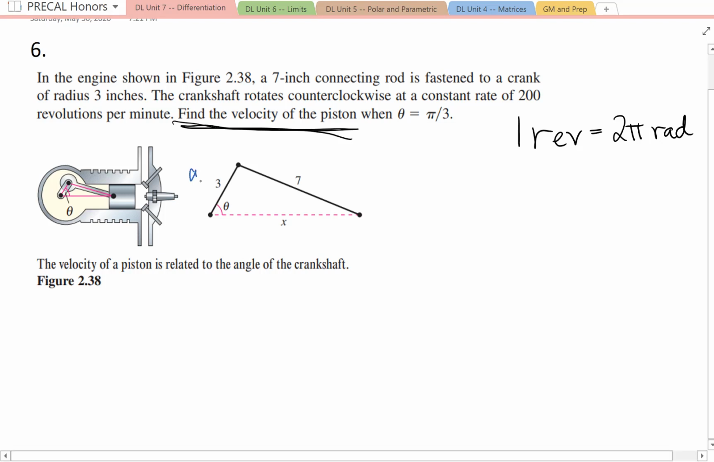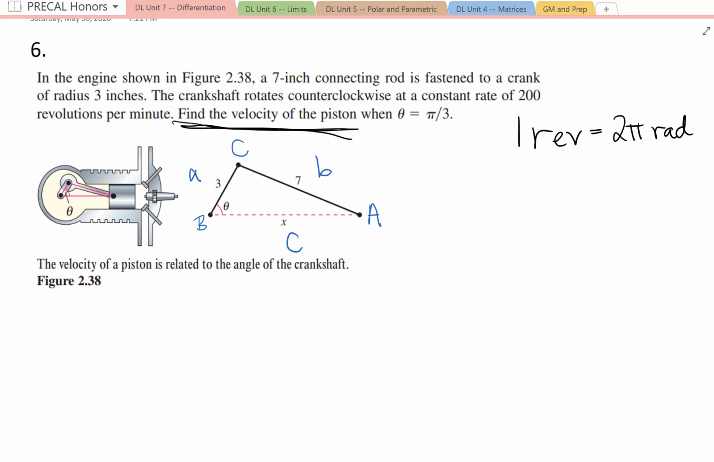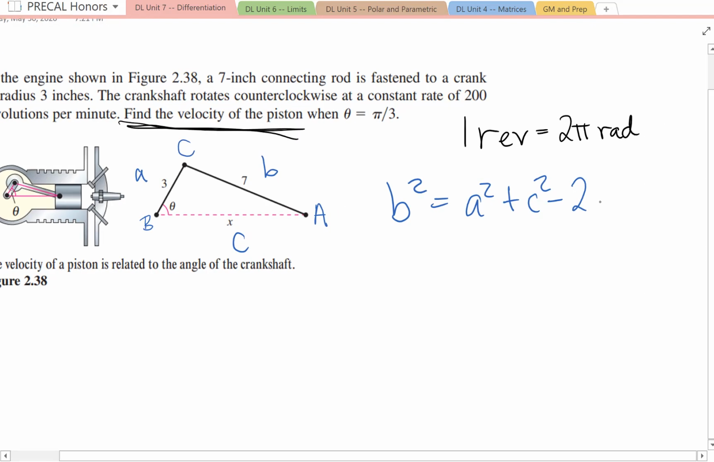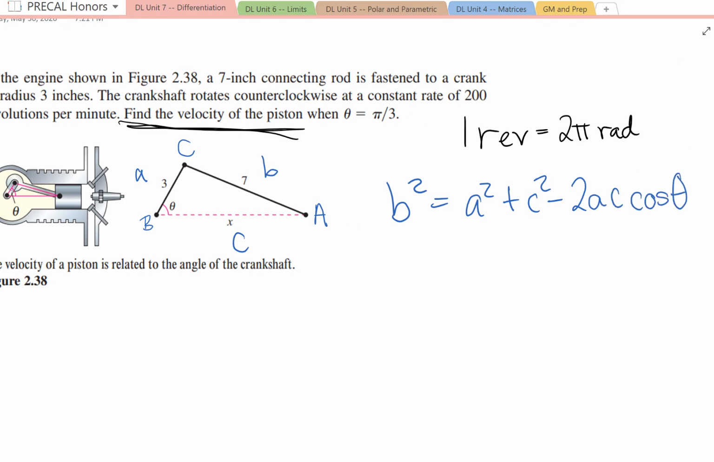So in law of cosines, we would label our triangle something like A, B, and C, or whatever letters you decide. You just have to know that the angle across from side B is big B, the angle across from side C is big C, the angle across from side A is big A. We have B squared is equal to A squared plus C squared minus 2 times A times C times cosine of theta.